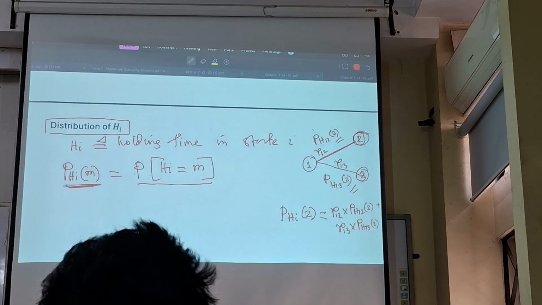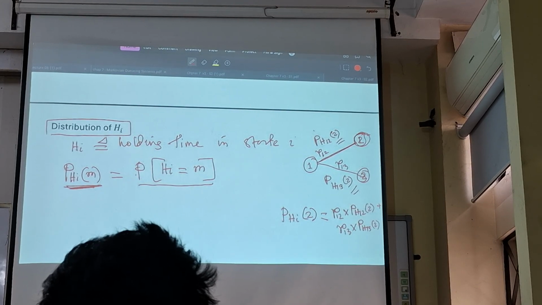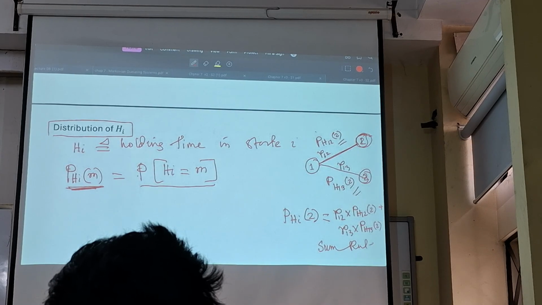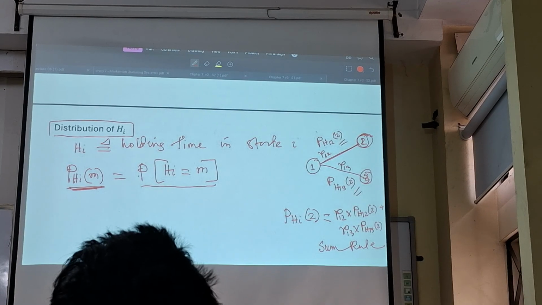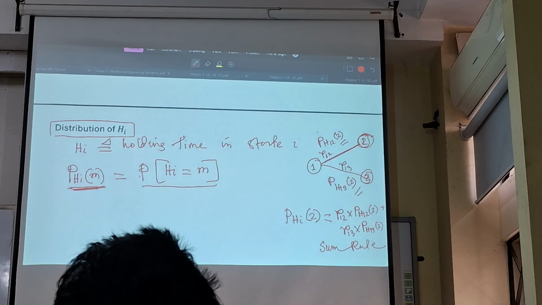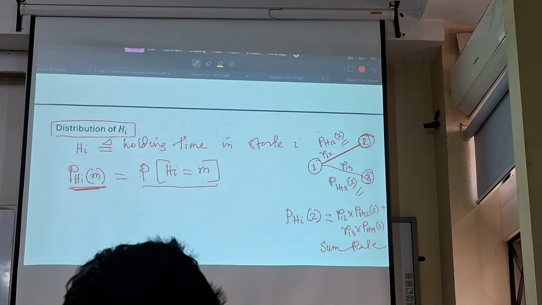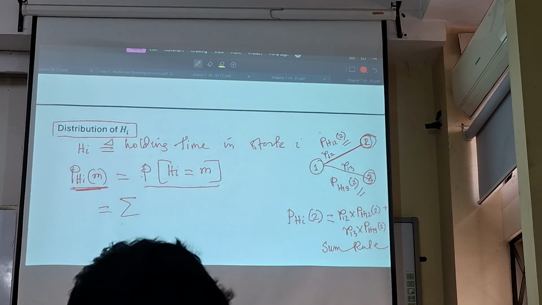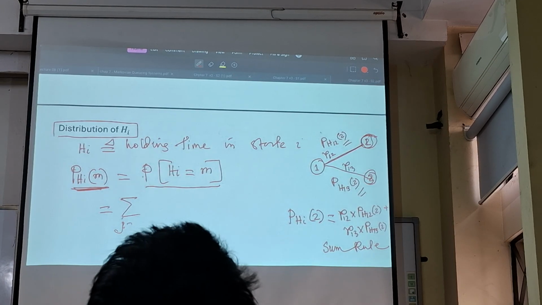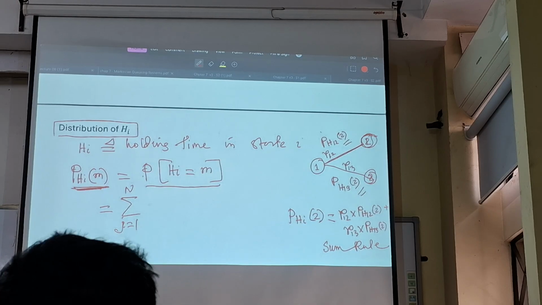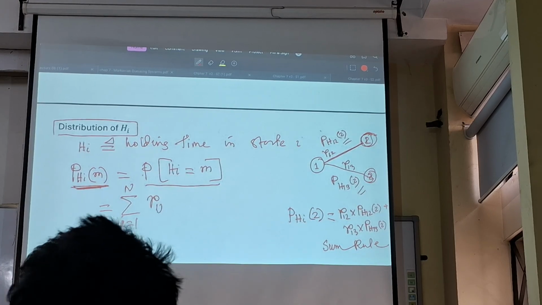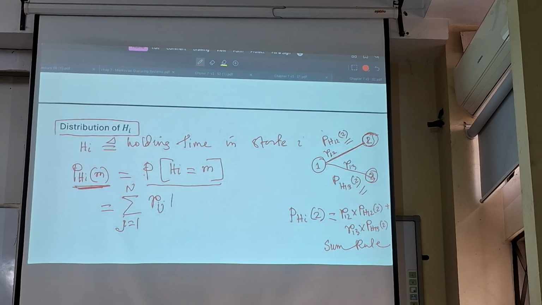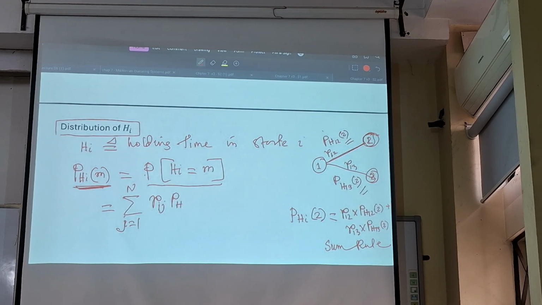So when we average this one, we do it by applying the sum rule of probability. By applying the sum rule of probability, we write here, for all states J equal to 1 to n, the probability that the process will go from I to J. And when it goes from I to J, then the probability that it has a delay of m.